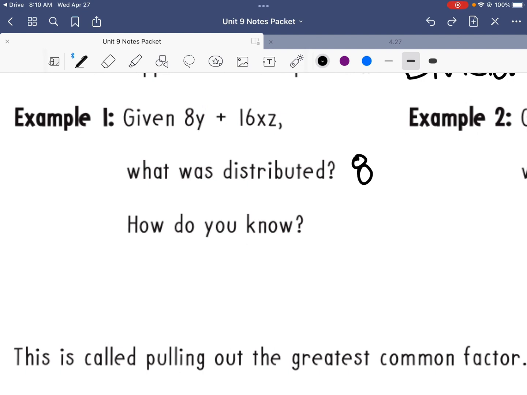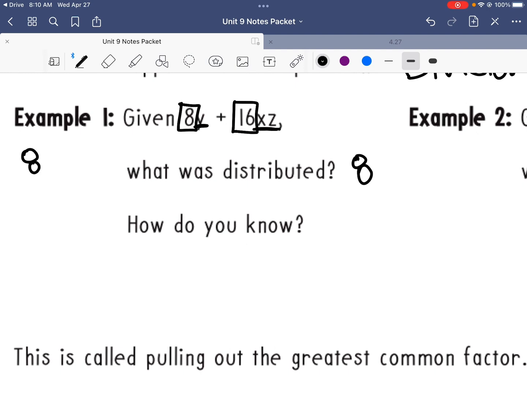Well, what we're doing is we're looking for what we call the greatest common factor. Okay, so we're going to look at what they have in common. So first we're going to check variables. Do they have any variables in common? No. So we know that what we're distributing doesn't have any variables. Okay, and then we look at the numbers. And we see an 8 and a 16. And we're trying to find a common factor between 8 and 16.